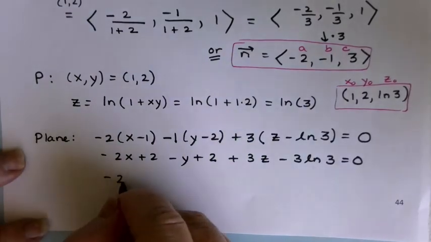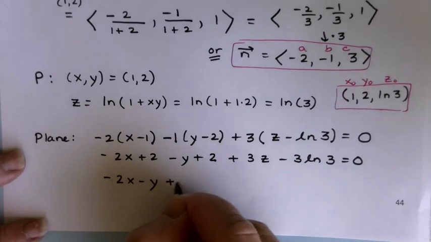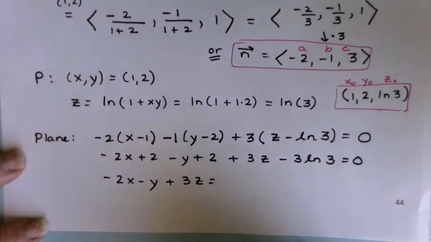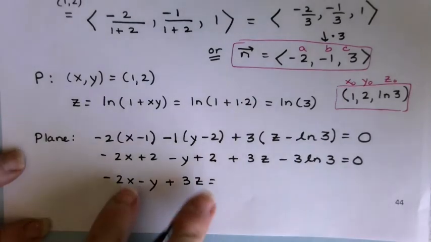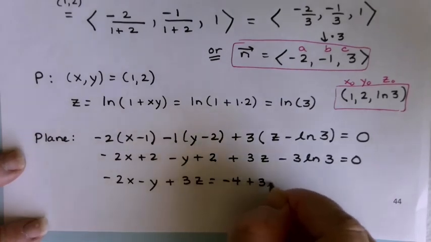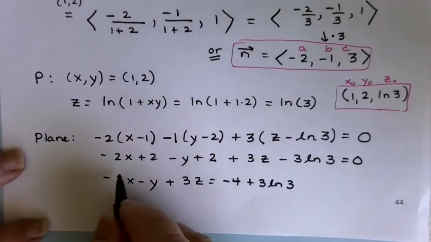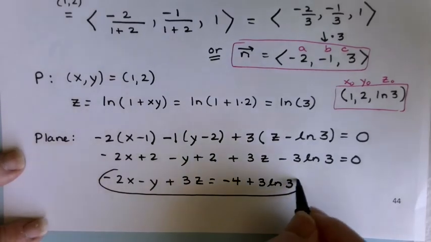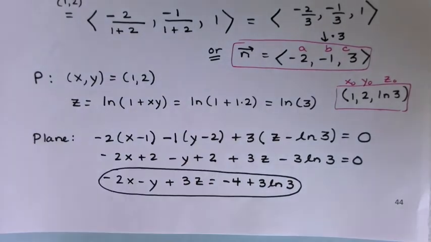And our usual standard form, we leave all the variables on one side, and I'm going to move the constants to the other, because that would be a -4 and a +3 ln 3. And again, if you want to, you could always change that right-hand side and get a decimal approximation. I'm just going to leave it like that.